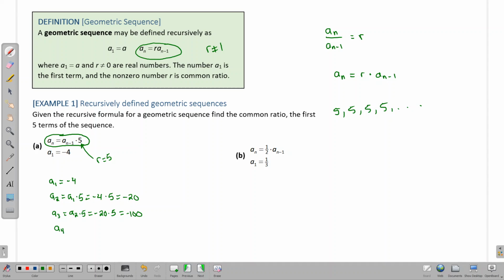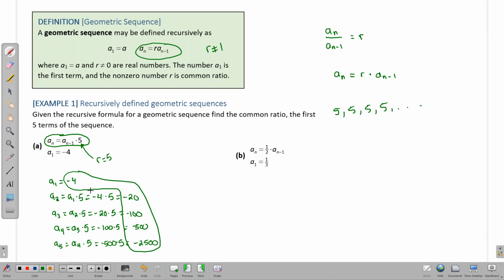And 2 more to go, so a sub 4 would be a3 multiplied by 5, which is this number multiplied by 5. So negative 100 times 5, which is negative 500. And then the fifth term is the fourth term multiplied by 5, which gives you negative 500 times 5, or negative 2500. So if we look at the first 5 terms, it would be those numbers there. That would be the beginning of our sequence. And you can see just by inspection, just by looking at them, you are multiplying by 5 each time.